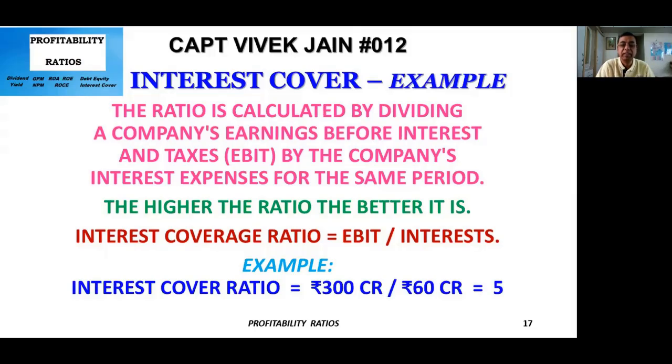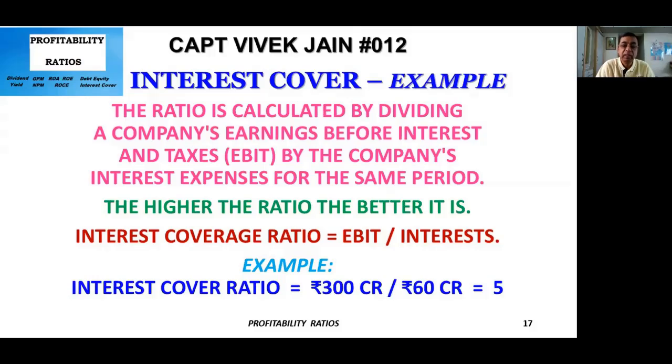And the example shown here is, if 300 crore is the gross earning of the company, that is earnings before interest and taxes, and the interest has to be paid 60 crore rupees, depending on the loan that has been taken so far. So the ratio works out to 5. That means the company has got 5 times gross earning than the interest that the company has to pay. So the higher the ratio, the better it shows the strength of the company.